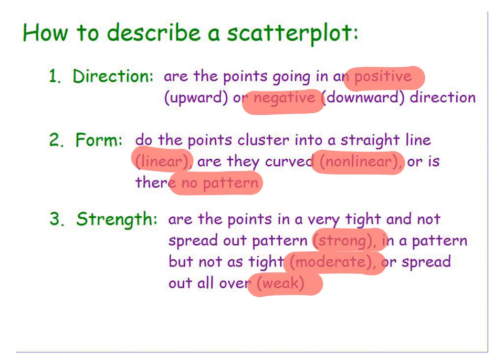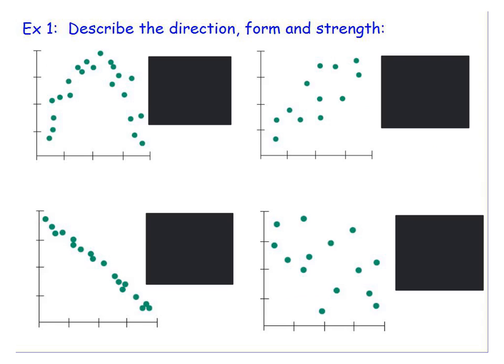So what we're going to do to help you, maybe give you a little better understanding as to how to use these words, we're going to look at 4 graphs, and we're simply going to label for each graph the direction, the form, and the strength. So here's our first example. Describe the direction, the form, and the strength. So let's look at this first example.